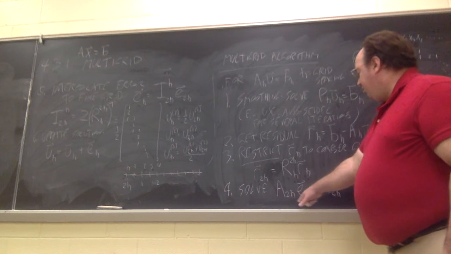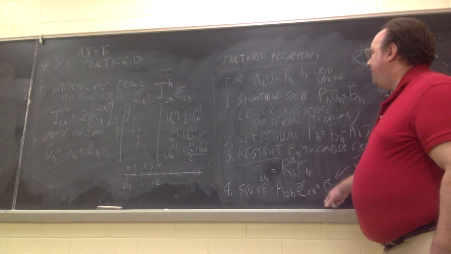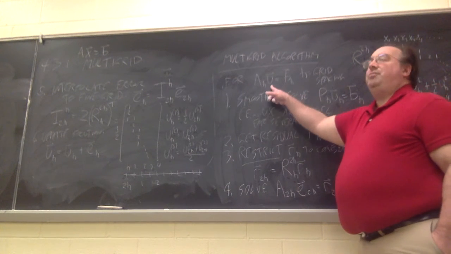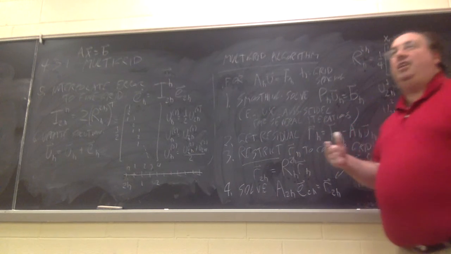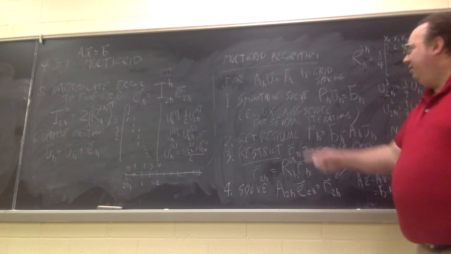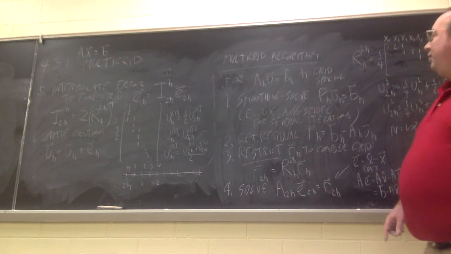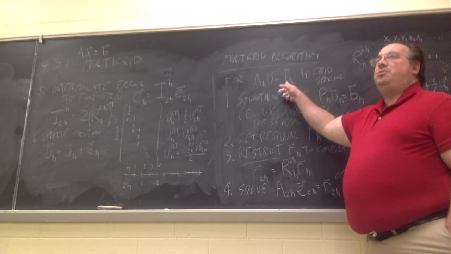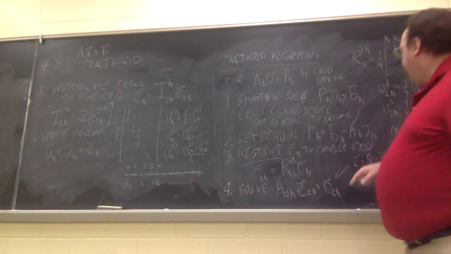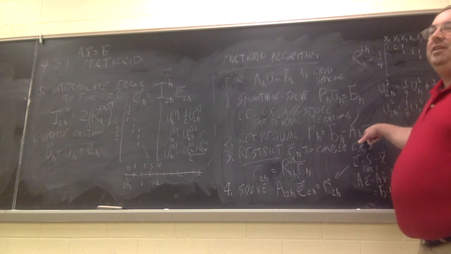So this problem is of the exact same form as this problem. It's just on a grid with half as many points, a different right-hand side. Although you could think of this also as a residual, just with the approximate solution being zero.